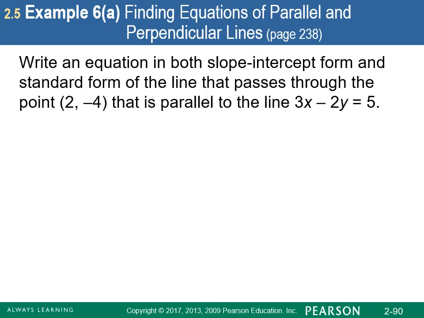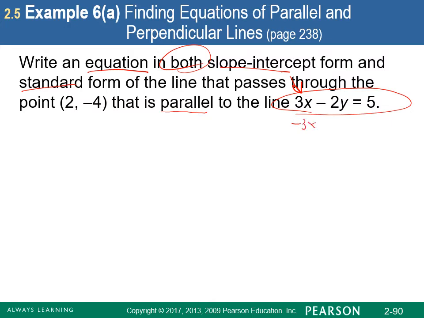Now this one leaves us a little bit more to do, because as you can see, we're trying to find the equation in both slope-intercept form and standard form. We're going to come up with 2 answers. And we're also kind of given some information in disguise, because we know the line we're looking for is parallel to this one. So we'll start off with the equation of this line and solve for y so that we can figure out what its slope is.